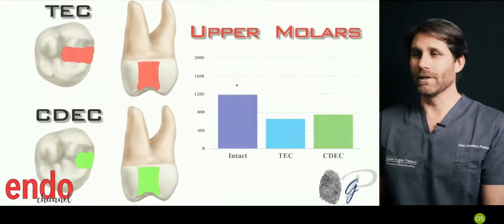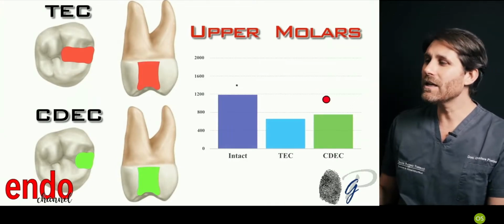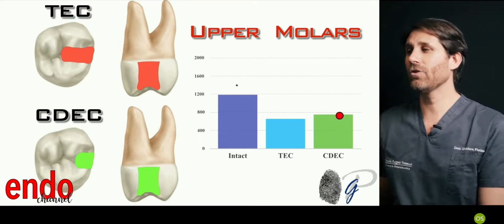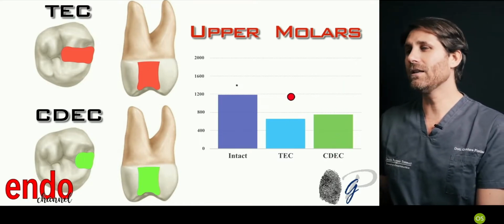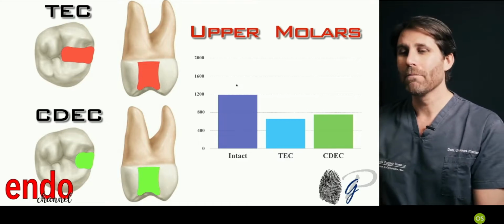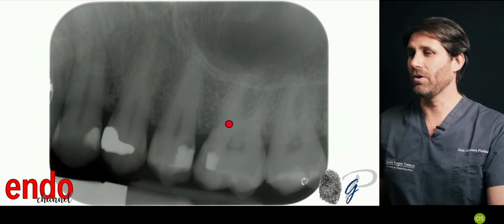When we are in molars, the same concept is applied. In upper molars, the conservative, caries-driven endodontic access gave us a little bit more resistance, but not statistically different from the traditional one. But in this case, what I aim for is to maintain as much as possible.